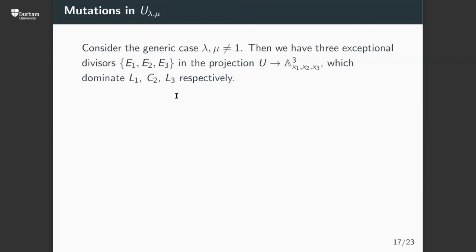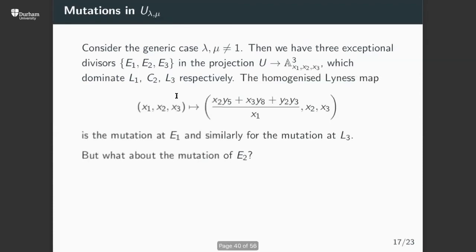For example, if I want to mutate E1, I have to blow up L1 and then contract the strict transform of the divisor above it. And so that corresponds to just doing this, Lyness map at the coordinate x1. So if you understand what that does in the geometry, it blows up this line and then it contracts the divisor above that line. And so that's what happens when I mutate E1.